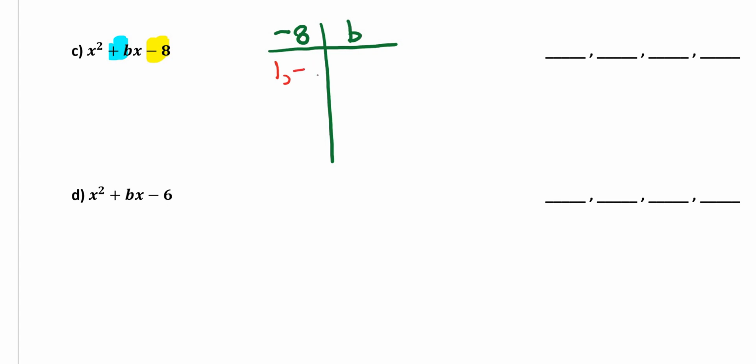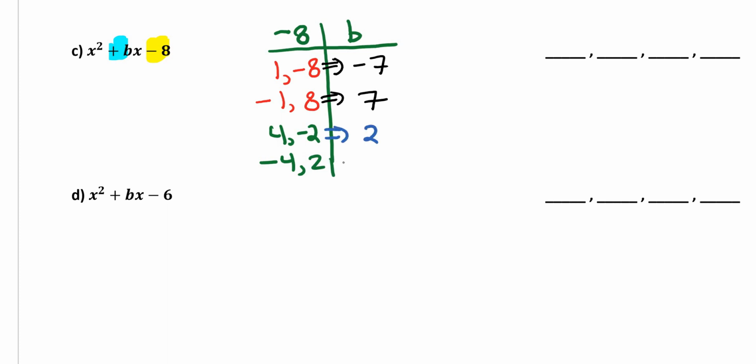I'm thinking of 1 and negative 8. And we can also flip that around, put the minus sign on the 1, and then the 8 would be positive. Both those combinations would multiply to negative 8. And if I start adding them, I would get negative 7 in this case, and negative 1 plus 8 would be positive 7. Another combination that would work for negative 8 could be 4 and negative 2, and negative 4 comma positive 2. If you combine these, this would give you positive 2 and this would give you negative 2. So my answers are 7, negative 7, 2, and negative 2.